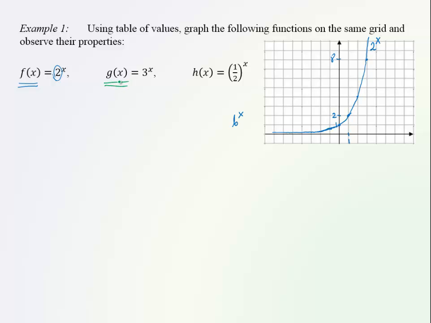Now in green, let's graph 3 to the x. So again, 3 to the 0 is 1, so the graph still goes through the point 0, 1. And 3 to the 1 is 3, so the graph goes through 3. Therefore, it looks like it will be steeper here. However, 3 to negative 1 is 1/3, not 1/2, but 1/3. So the graph will be a little bit below the blue line. Okay, and maybe one more point to check. 3 to the 2 is 9. So it will go here. Let's try to graph it.